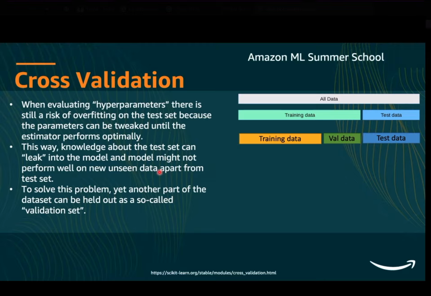To solve this problem, what we do is we create yet another partition of the training data known as the validation set. Initially, you had all the data, you performed two partitions, now you perform three partitions. Yellow, green, and blue. Okay.